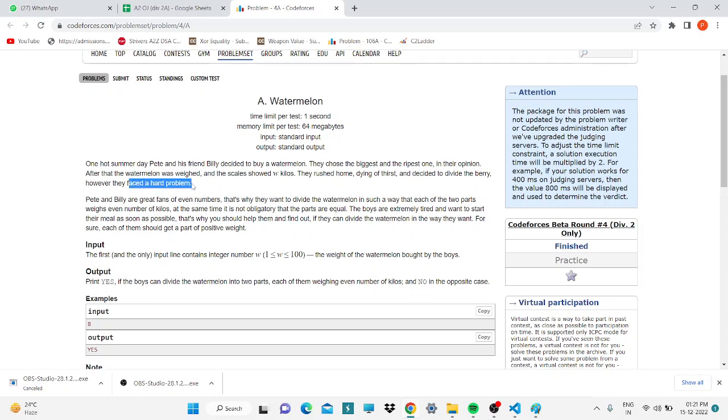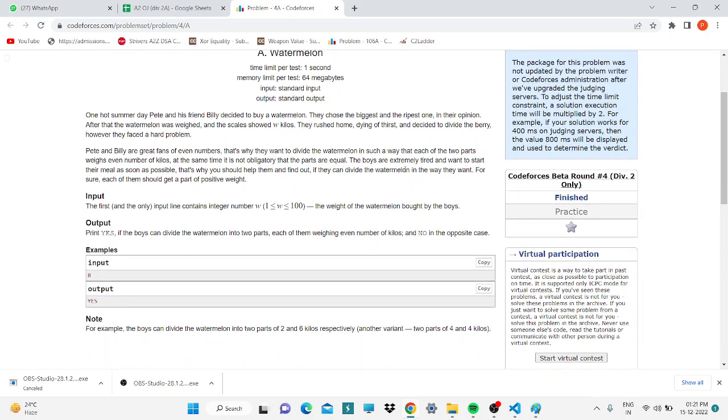However, they faced a hard problem. Pete and Billy are great fans of even numbers. That's why they want to divide the watermelon in such a way that each of the two parts weighs an even number of kilos. At the same time, it is not obligatory that the parts are equal. The boys are extremely tired and want to start their meal as soon as possible. That's why you should help them and find out if they can divide the watermelon the way they want.